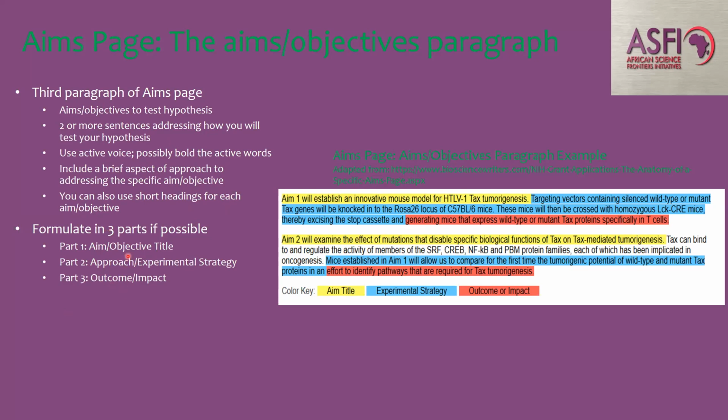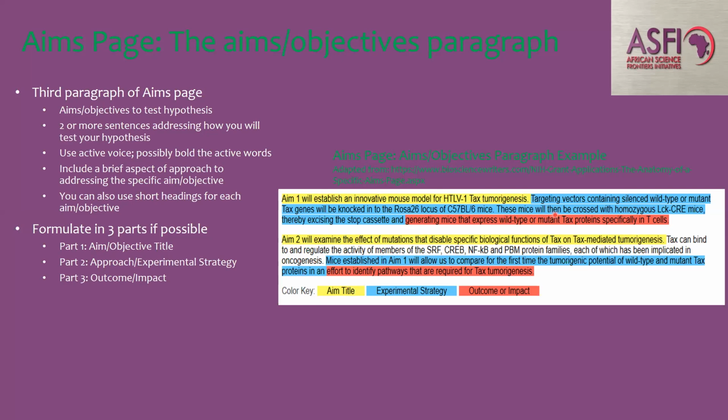This goes in three parts: the title of the objective or aim, the approach and experimental strategy you're going to use, and the outcome you are going to get from this. So many times people write their objectives by just stating, this is to study this, this will identify this. No, you need something more. In the EMS page, you need something more. So you have this aspect. M1, we establish an innovative mouse model for HTLV1 tax tumorigenesis. Full stop, this is the M. In fact, this is the M title, really.